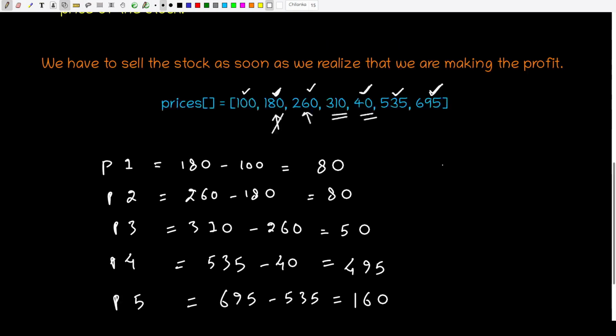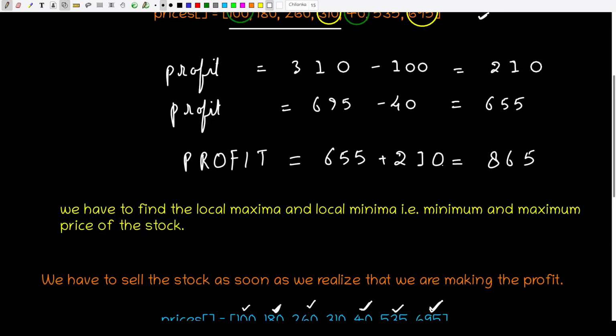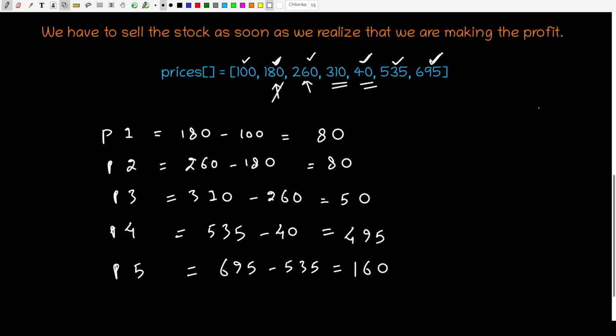And if we look at our previous solution, the two profits which we were making are 210 and 655. The same profit we are making over here. So the 210 is essentially this. If you add these numbers 80, 80 and 50, we will get 210, which is essentially buying the stock at 100 and selling it at 310. The same impact we are able to obtain in this fashion as well.